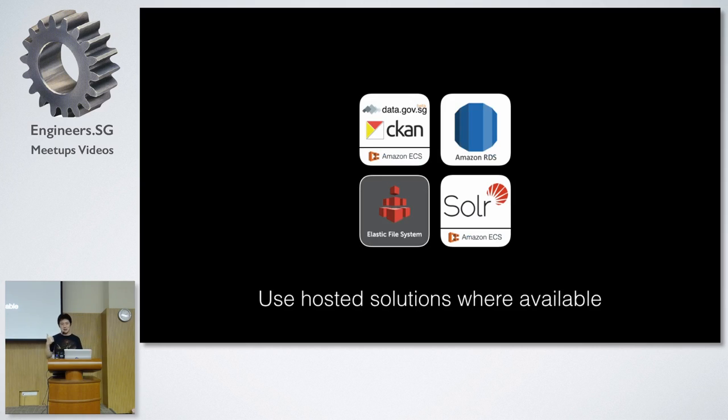Elastic File System is Amazon's implementation of NFS, Network File System. Do you guys know what that is? Any familiarity? Yes, no? Okay. Basically it's a system where you can mount a remote file system, and for most intents and purposes, it pretends like it's part of the local file system. It's a bit slower, it has some other issues here and there, but it works more or less for our purposes.